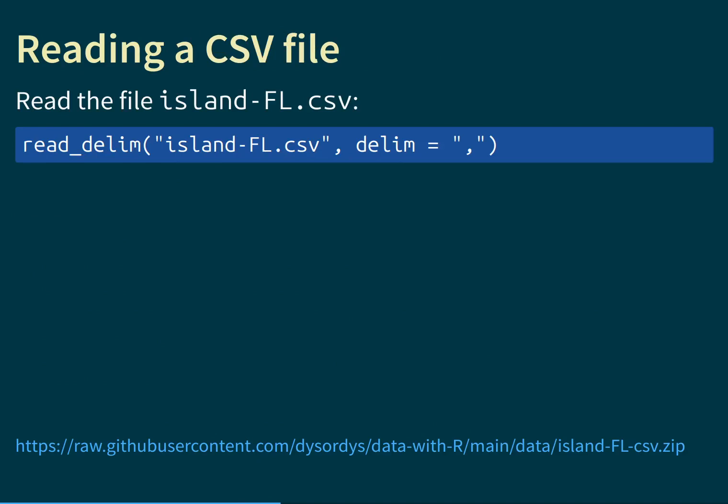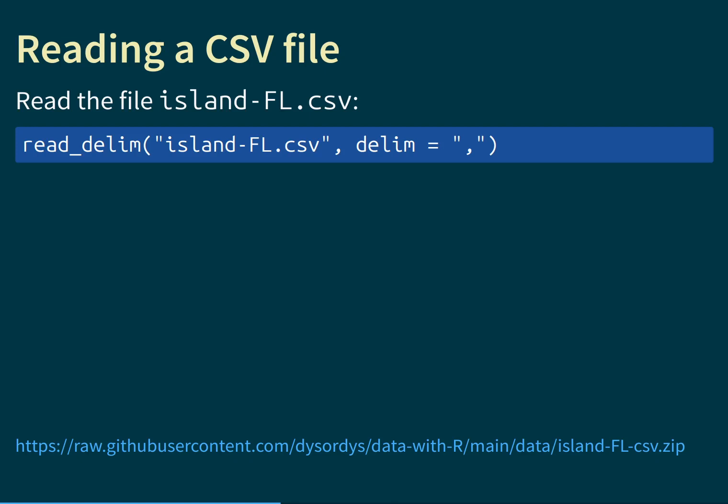So let us see finally an example of reading in a file. Let us read in the island-fl.csv file that we downloaded earlier. Again, as a reminder, the link is at the bottom of the slide, so you can get it if you haven't done so. How would we read in this file? The way we would do that is, as you see on the slide, we give the name of the file, island-fl.csv, as a character string, so that's why it is in quotes. And then we give the delimiter, which we set equal to the comma, again in quotes, because it has to be a string. This assumes that the working directory is set to whichever folder is containing the file island-fl.csv.